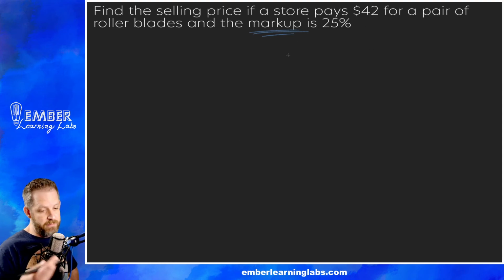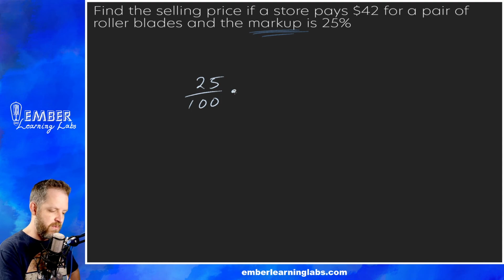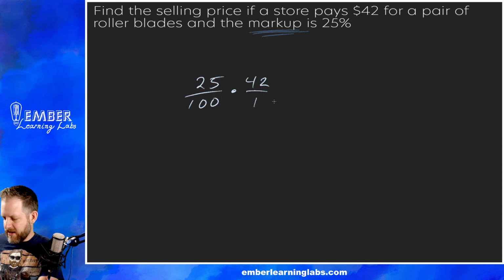So when we got to have a percent, we're almost always going to find a percent of something. And so that's what we're going to do. We're going to find a percent of 42. So of is times, right? So 25 over 100, or you could convert that to a decimal. That would also give you the same number. And we're going to multiply that times 42. Right?